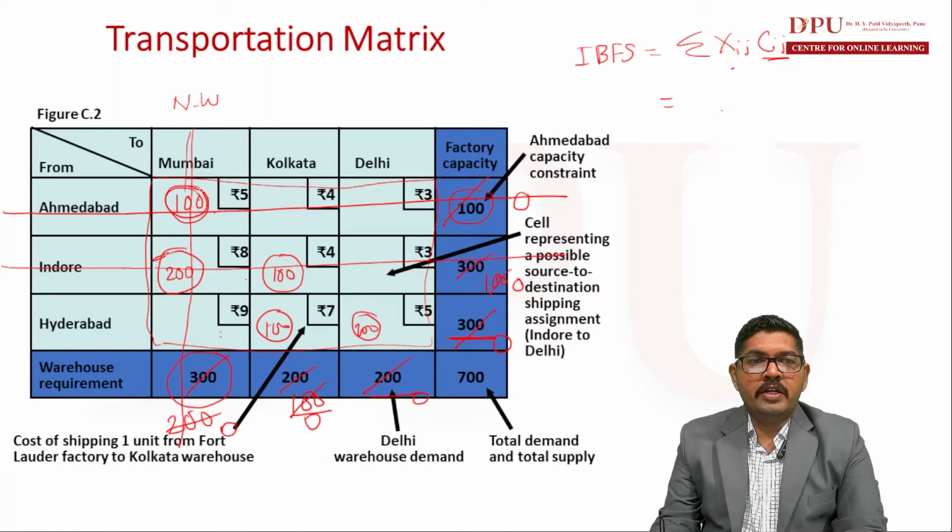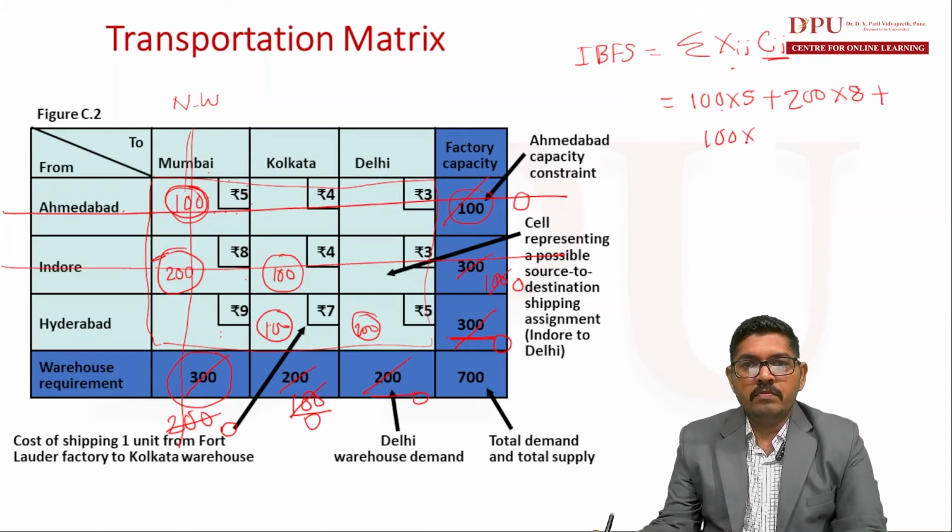100 is the quantity to be shipped from Ahmedabad to Mumbai, and the price required to ship 1 unit from Ahmedabad to Mumbai is 5. So this will be 100 multiplied by 5, plus 200 is the quantity to be shipped from Indore to Mumbai and the cost of transportation per unit from Indore to Mumbai is 8. Therefore 200 multiplied by 8. Similarly 100 multiplied by 4, plus 7 multiplied by 100, plus 5 multiplied by 200.